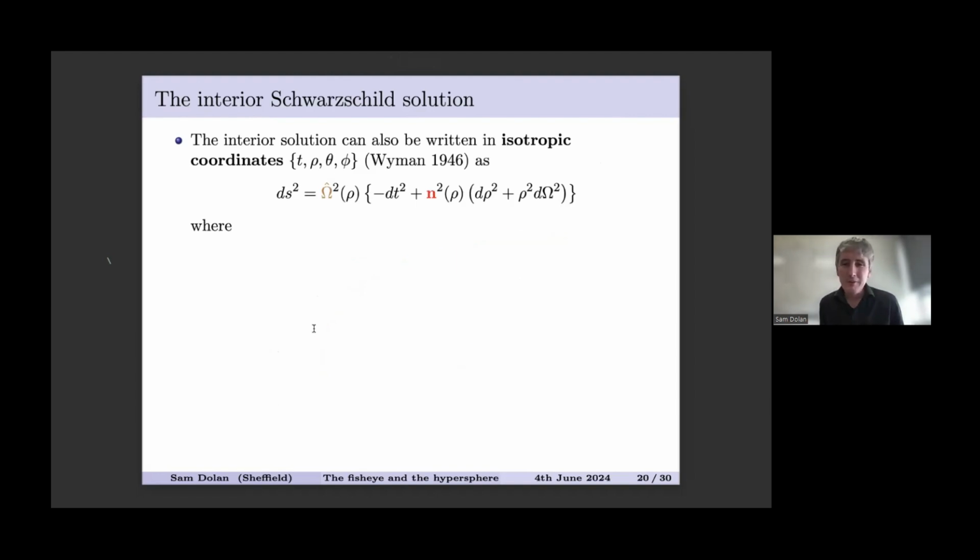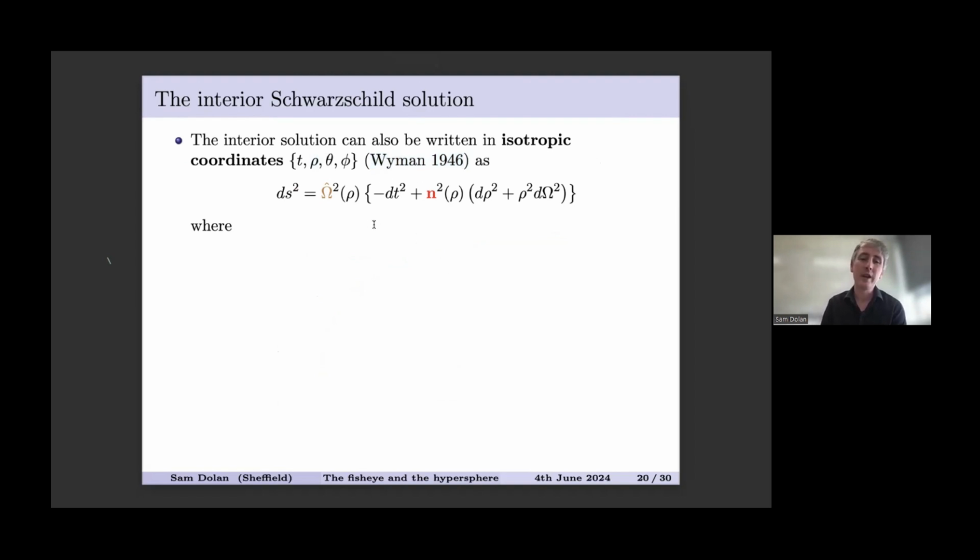Okay, but now I want to come to my main point. The interior solution can also be written in isotropic coordinates, where instead of r, we're now using rho, the isotropic radial coordinate. And the first person in the literature to look at this form that I know of was Wyman in 1946.